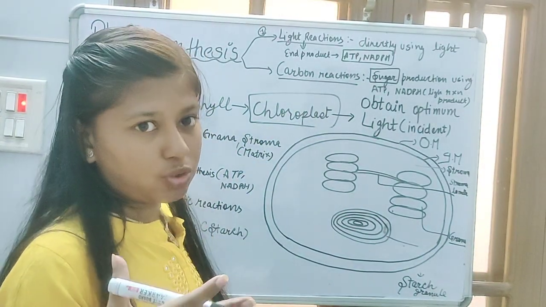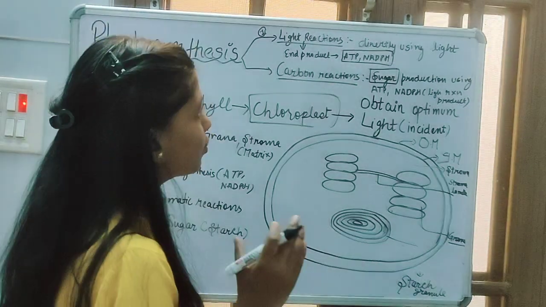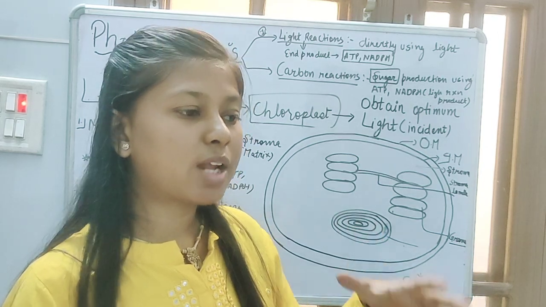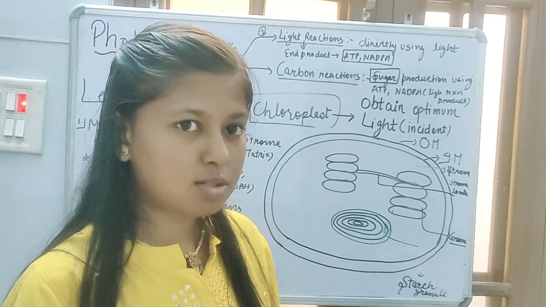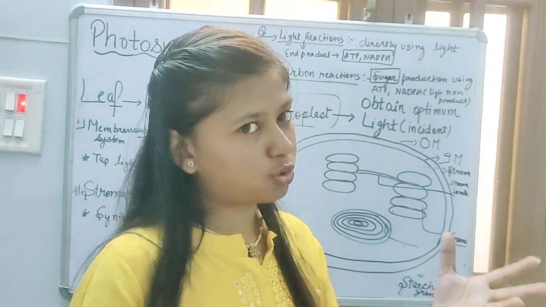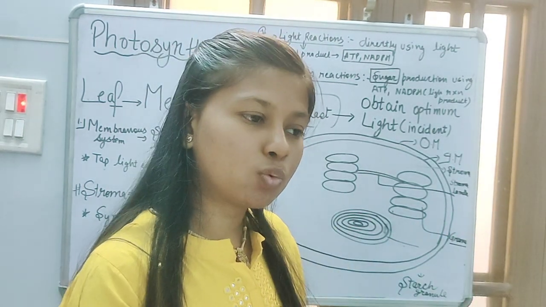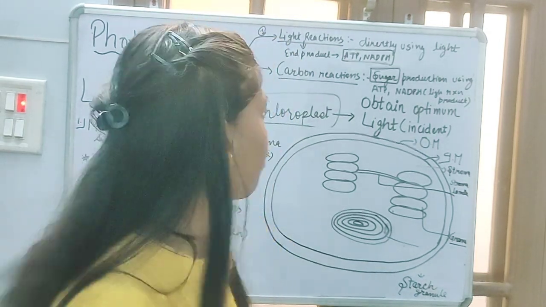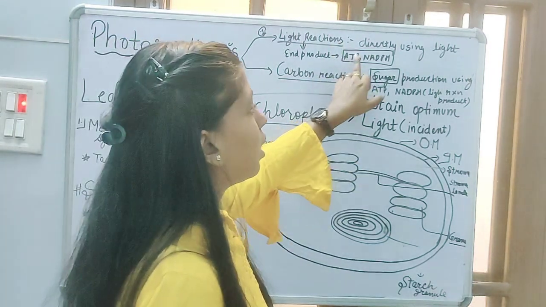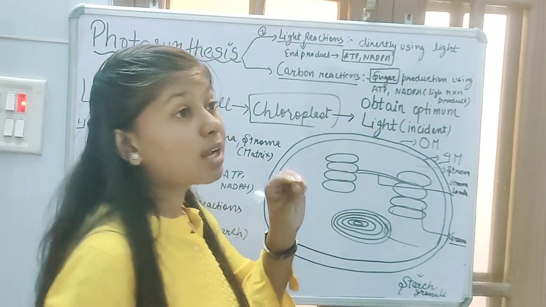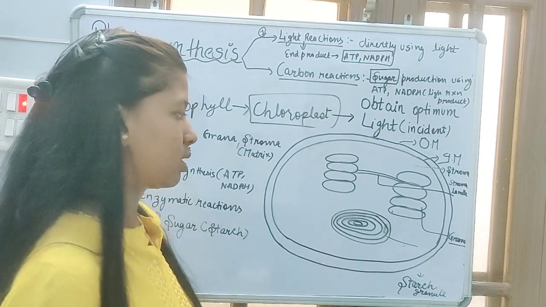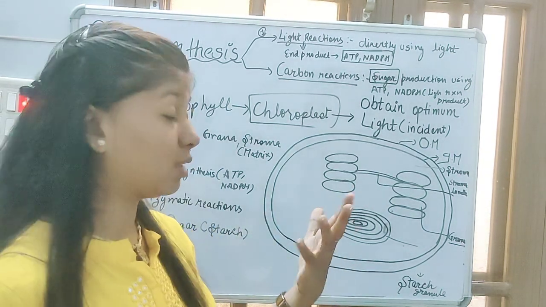First is light reaction. What is light reaction? Light reaction means light in photo. Basically, many reactions are performed in the chloroplast using light. For example, chlorophyll is a pigment that helps in the absorption of light, and this light is used for various productions, for example, ATP and NADPH. These reactions are performed directly using light.